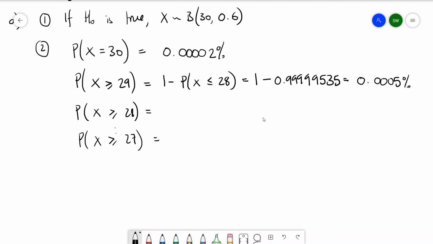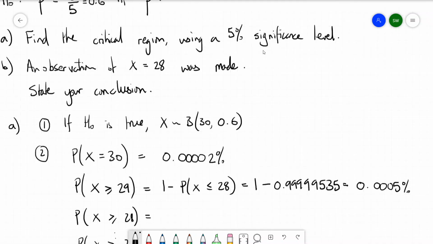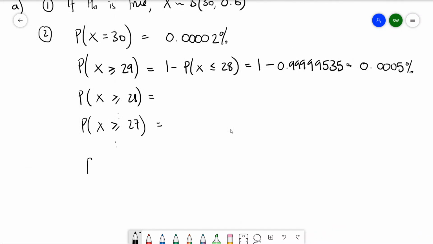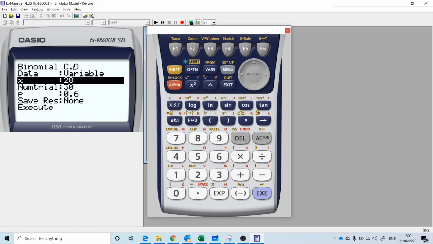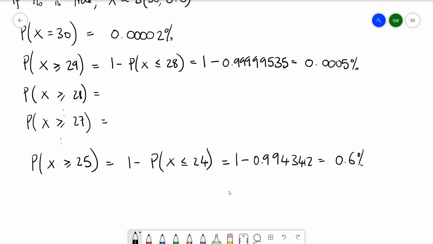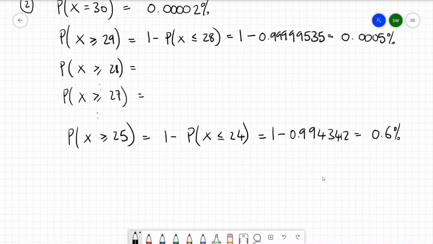But that's going to take a very long time, so that's where it becomes a bit of trial and error. Remember, what we're looking for is the boundary between a probability of being less than 5% and a probability of being more than 5%, because we're aiming for a probability as close to 5% as possible, but not more than 5%. So let's try probability of x being greater than or equal to, I don't know, let's try 25. So we'd have to do 1 minus the probability of x being less than or equal to 24. So we'll go on binomial cumulative, change that to 24, and then we'll do 1 minus that probability. So here we'd actually get 0.6%. So we're getting closer to 5%.